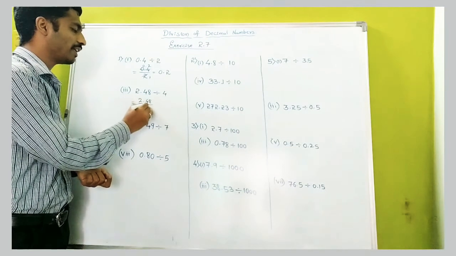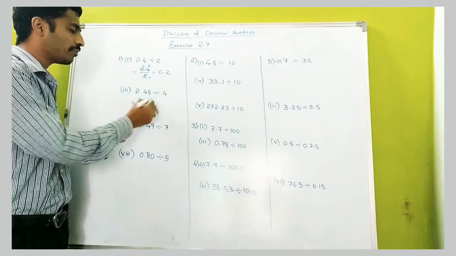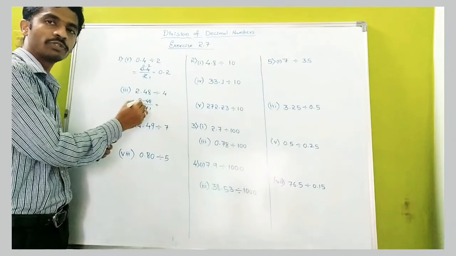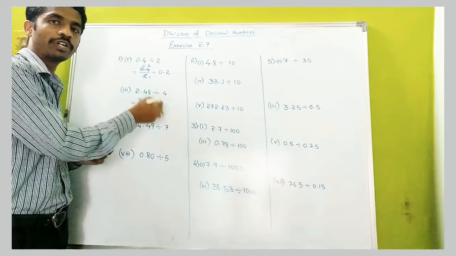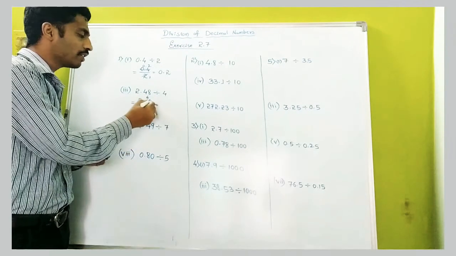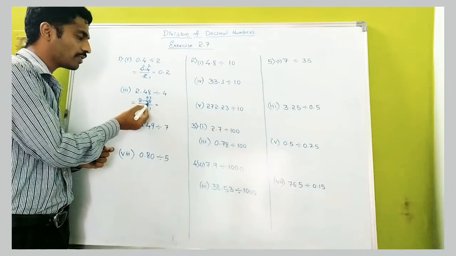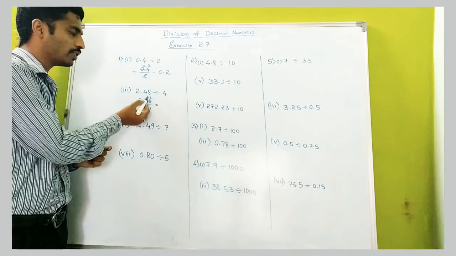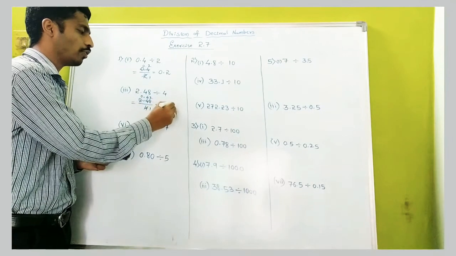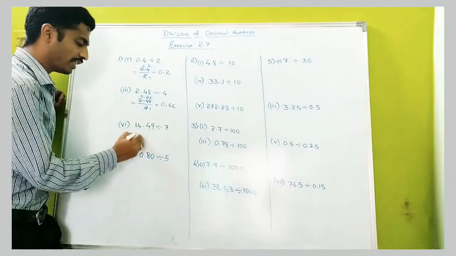Okay, so here also 2.48 divided by 4 is there. Okay, just ignore the point and first divide it. 4 ones are 4, 2 is not divisible, so take the next number 24. So 4 6s are 24. Next 4 2s are 8. Okay, after how many numbers is the point there? 1 2. So 1 2. After 2 numbers put the point. So it will be 0.62 is our answer. Okay, same thing here also.